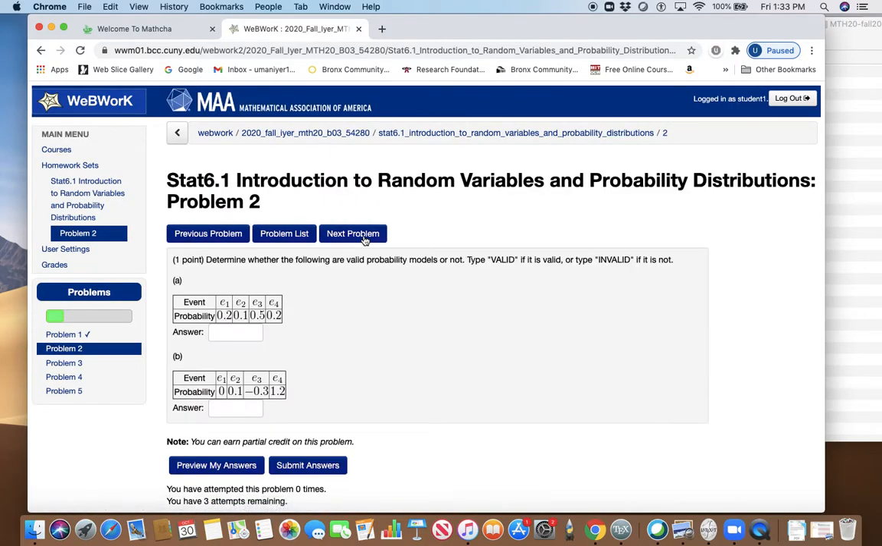Next problem. Determine whether the following are valid probability models or not. If it is valid, type Valid in capital case. If it is invalid, then say Invalid in capital case.